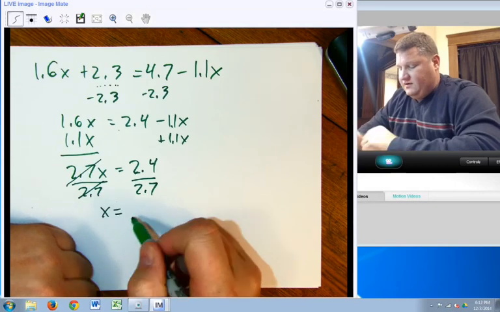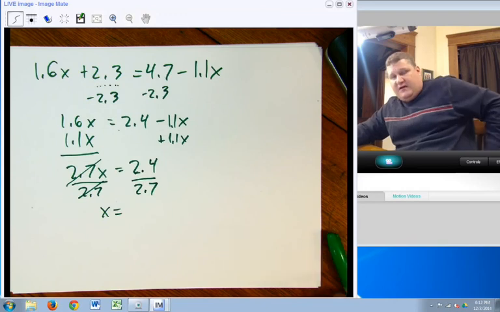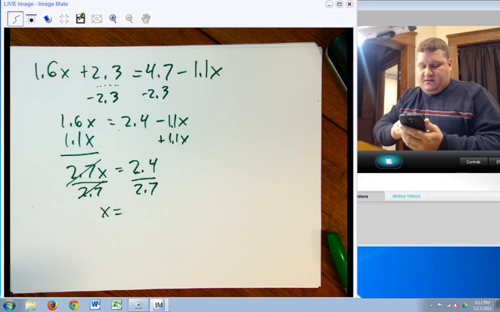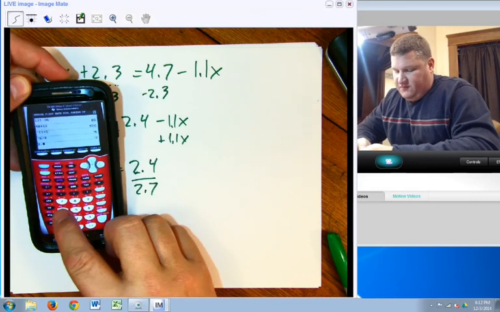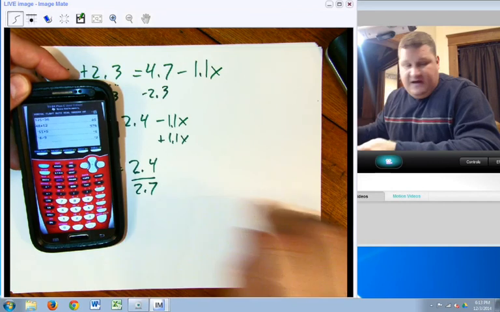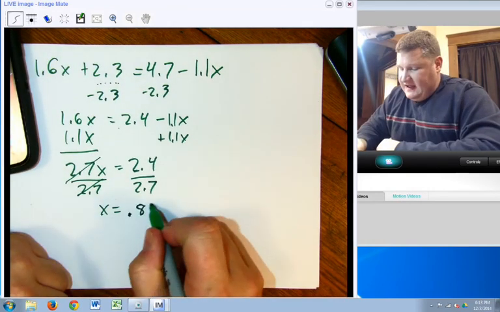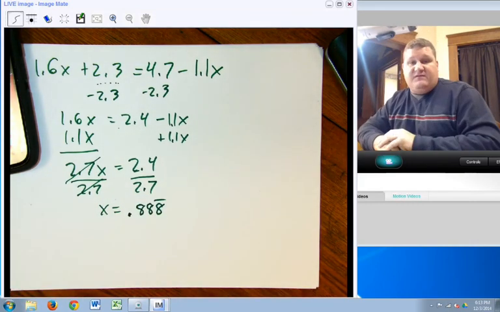X equals. Now, at this point, I don't know what 2.4 divided by 2.7 is. So with that, I'm going to get my calculator out. And we're going to take 2.4 divided by 2.7. With that, I come up with x equals 0.888 forever. So there's my answer. That's solving with variables on both sides.